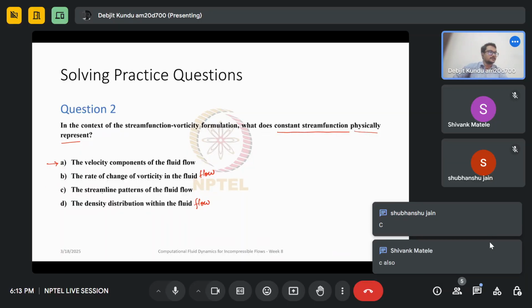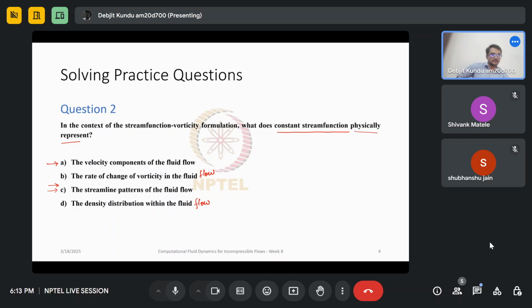Okay, we have got two responses in favor of option C. Let's take a look at the solution. It is indeed option C. Good. So basically, constant stream functions represent the streamlines of the fluid flow. So that's the definition of streamline.